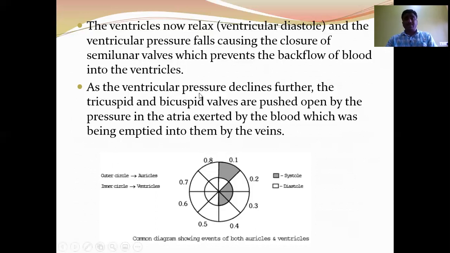Next, as the ventricular pressure declines further, the tricuspid and bicuspid valves are pushed open by the pressure in the atria exerted by the blood that had been emptied into them by the veins. Again, from the atria, blood freely flows into the ventricles. Atrial systole takes 0.1 second, ventricular systole takes 0.3 second, and joint diastole takes 0.4 second. So the cardiac cycle lasts for 0.8 seconds.